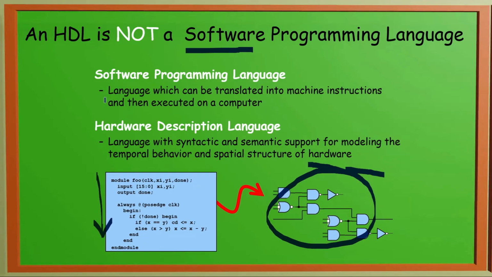And what is a software programming language? It uses machine instructions, but it is executed on a computer. Here, the computer will run the software, and what we are doing is creating a computer. That is the processor.